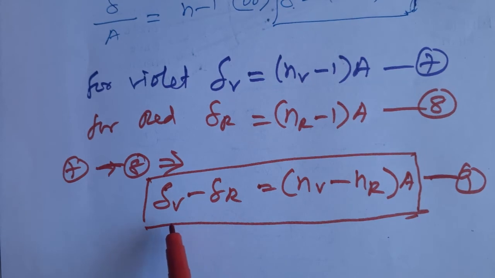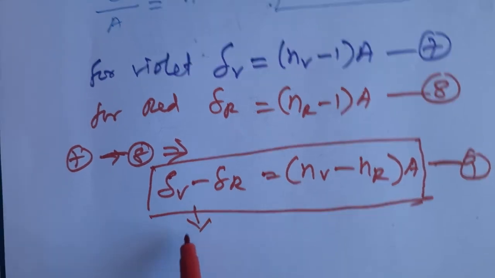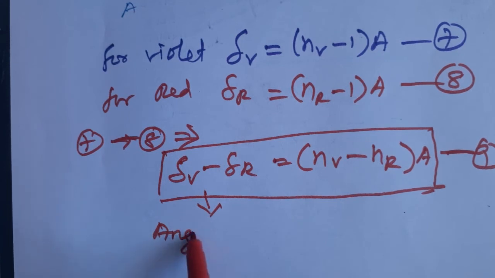Now this delta V minus delta R is called angular dispersion. This term is called angular dispersion.